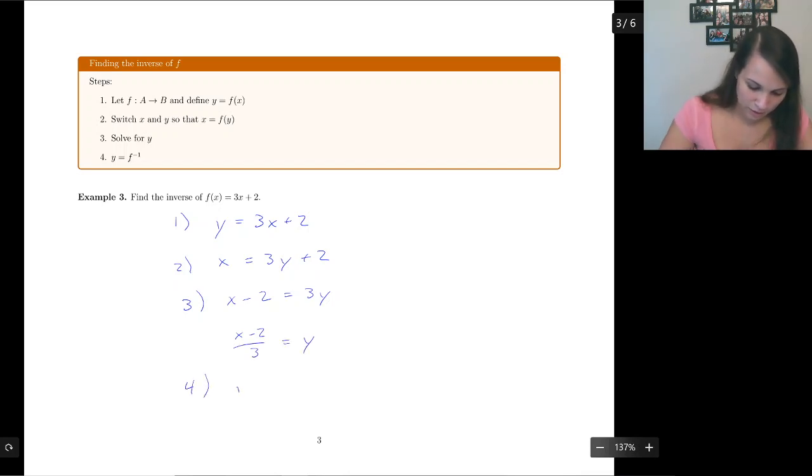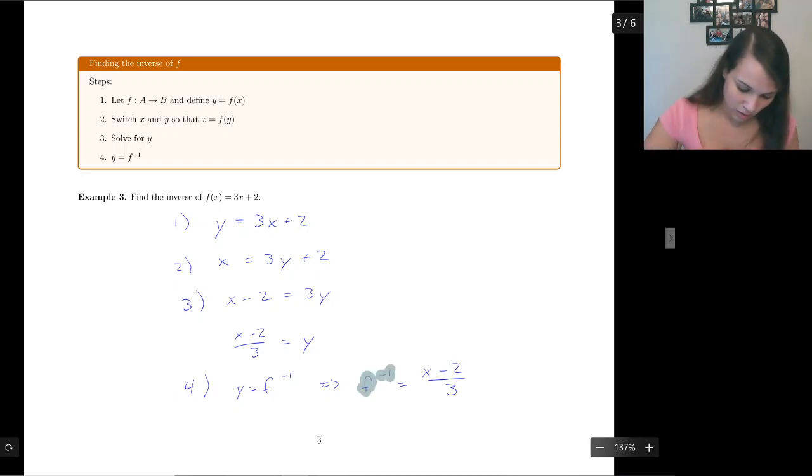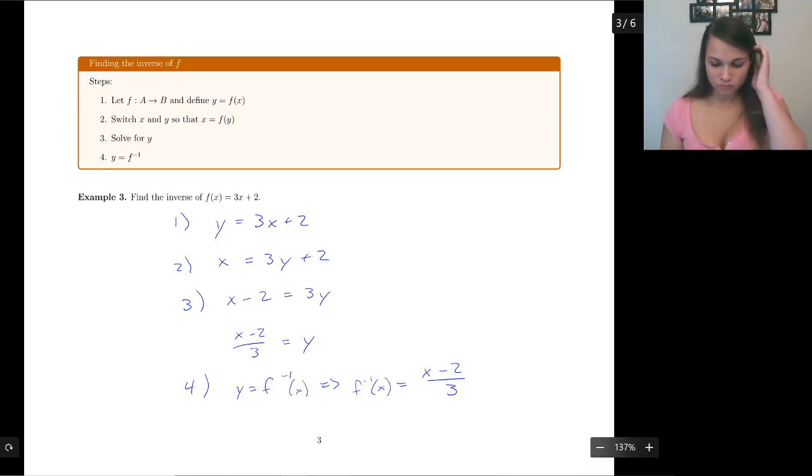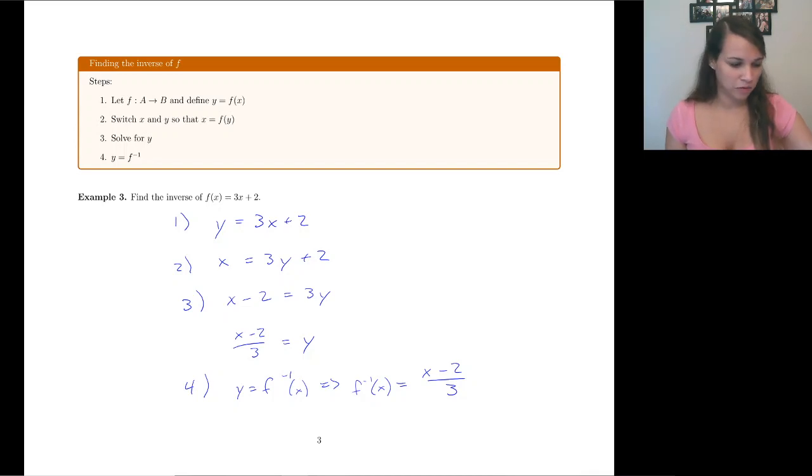And now we conclude that y equals f inverse, aka f inverse is going to be equal to x minus 2 over 3. There we go. So even if that isn't a familiar process to you, hopefully it's not too hard to pick up.